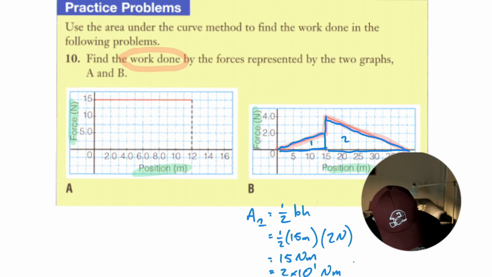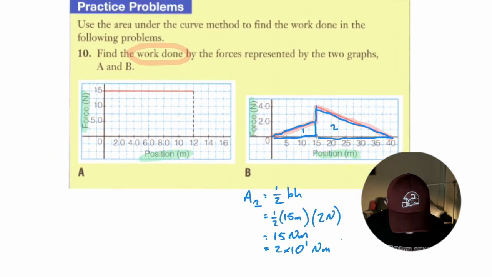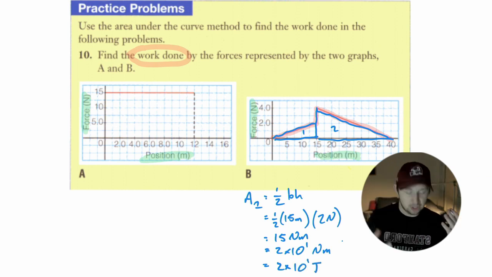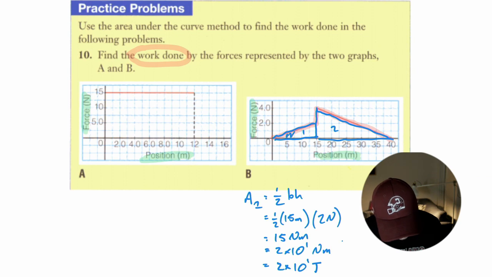Can you guys still see that? Yeah, you can. Let me just bring it up here just a touch. There we go. So our rounded answer is 2 times 10 to the power of 1 joules. So that's for this triangle here. That triangle's done. Now we need to find the area of triangle 2.